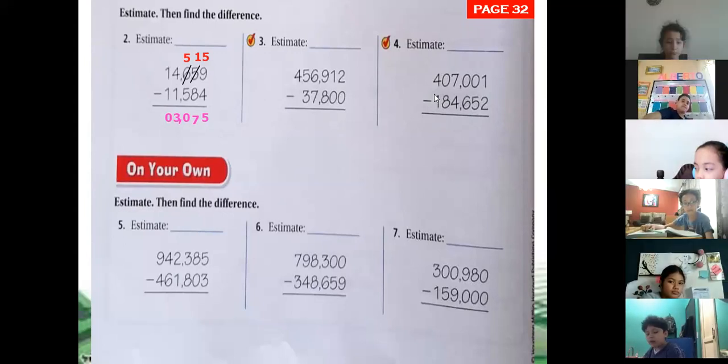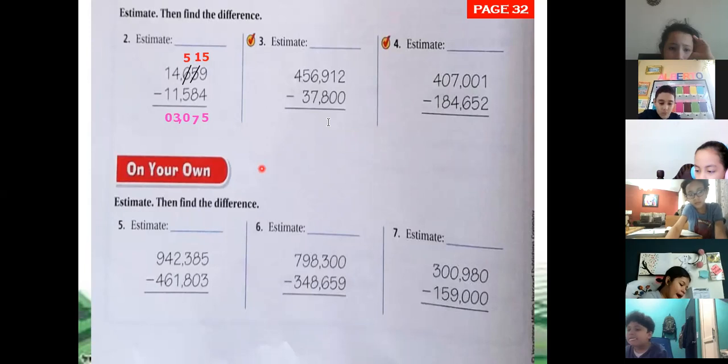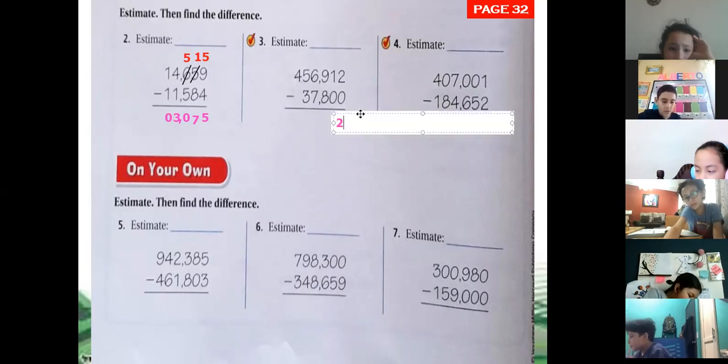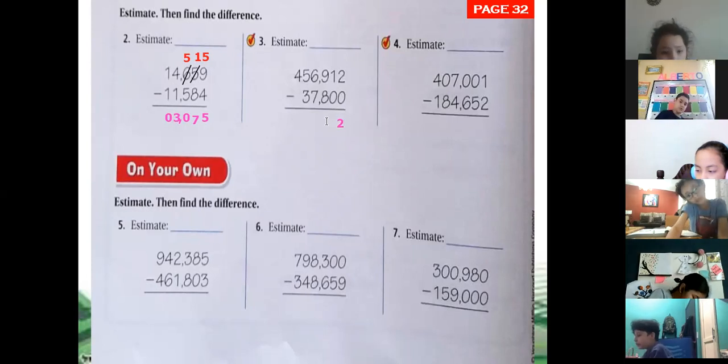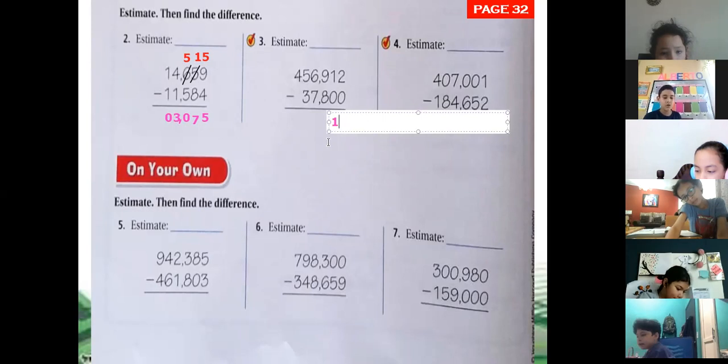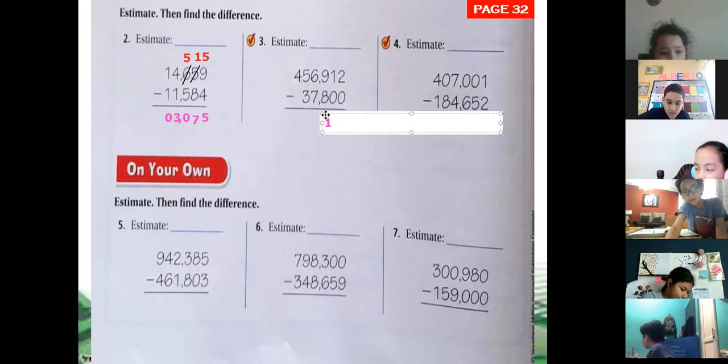Let's continue with the next one. We have 456,912 minus 37,800. We're going to start with the ones. 2 minus 0. Can we subtract 2 minus 0? Yes. What's the answer? 2. 1 minus 0. Can we subtract 1 minus 0? Yes. 1. 9 minus 8. 1. That's right. We can subtract it because 9 is greater.